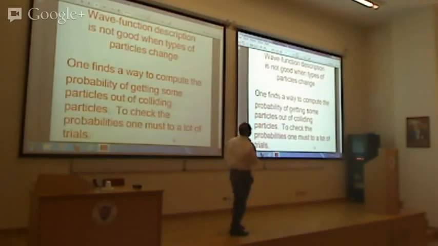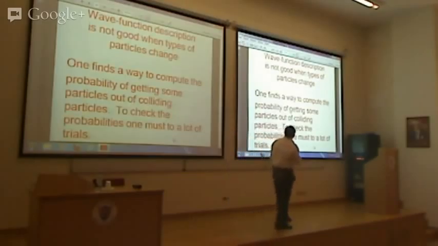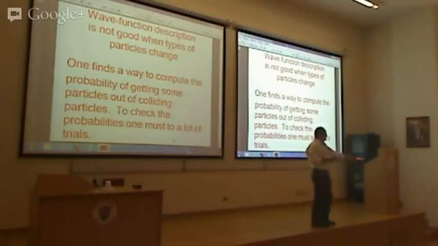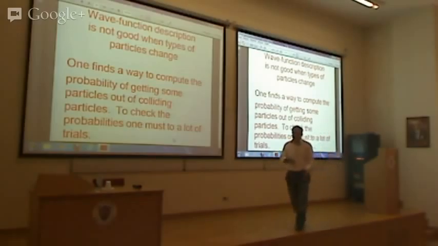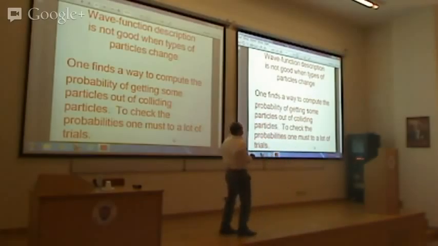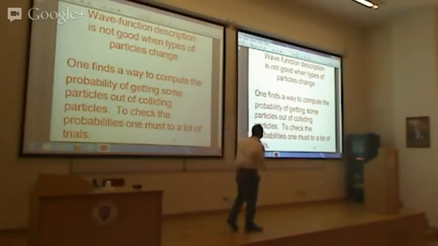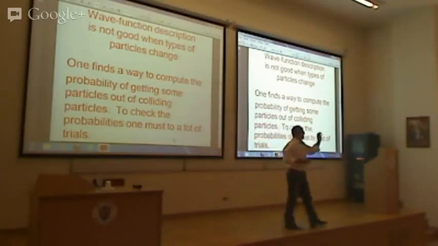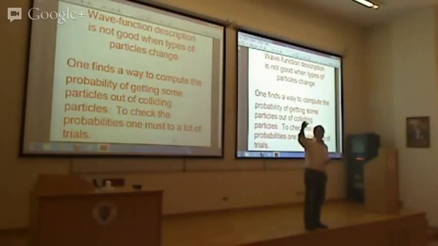Now, the wave function description in such a case is not good enough, because the wave function refers to an object which doesn't disappear, where no new particles are created. But this is lengthy. So one finds a way to compute the probability of getting some particles out of colliding particles. Trust me, the theory tells you the following. If you collide particles, like two protons, at a certain energy, we have a nice theory to compute the probabilities of the outcomes.